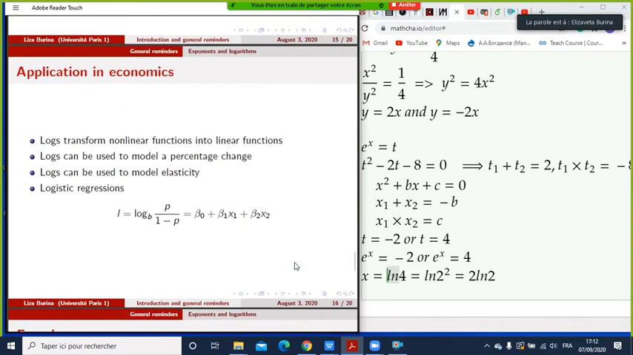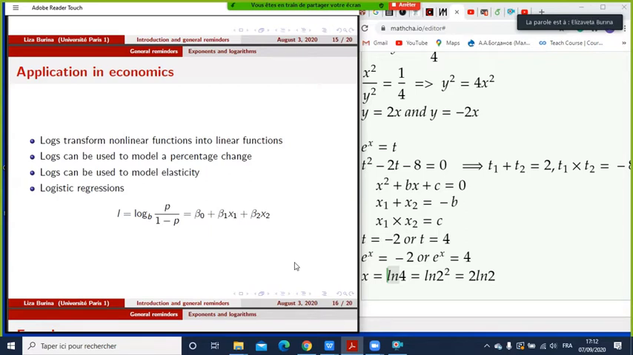So passing to the application in economics, logarithms is really something that you're gonna see everywhere. So first of all, just a function of logarithm is one of the most common utility functions. In micro, in macro, not so much in growth. In growth, you'll have more of exponents.